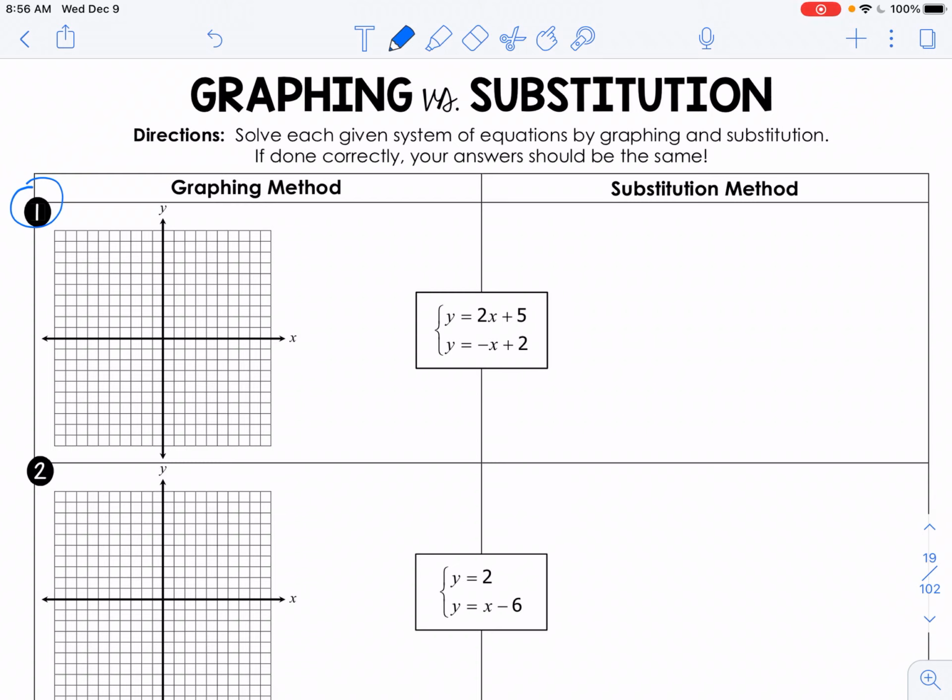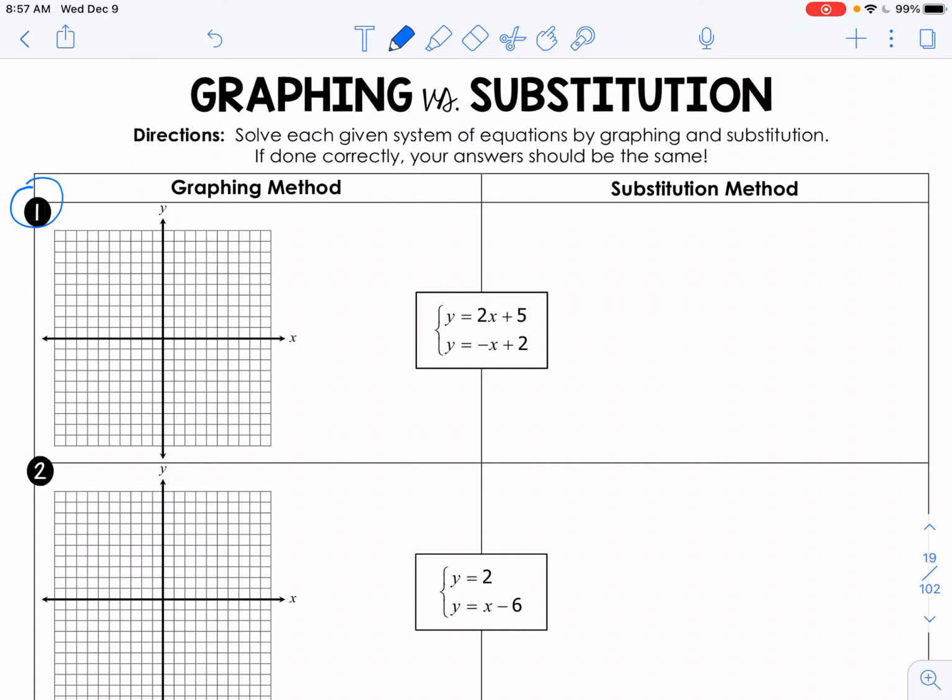Hi everyone. Today's lesson is going to be a review and practice of the two methods that we've learned to solve systems of equations, graphing and substitution. And remember, substitution involves the equal values method as well. So we're going to do a few of these together in this video lesson, and then you will finish up this worksheet for homework and submit it online.